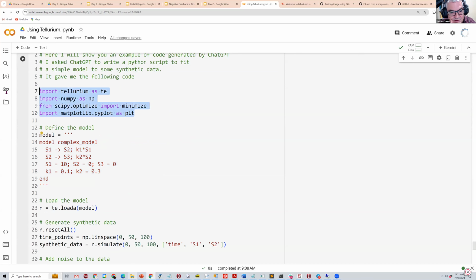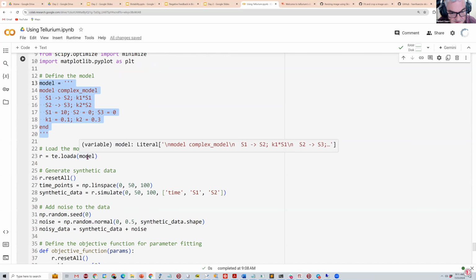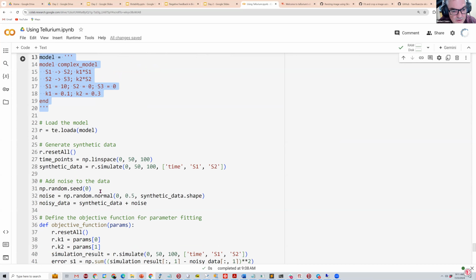So it imports everything. It's importing SciPy optimize, which is what it's doing the fitting with. It created the model. I didn't give it the model. I just vaguely told it what model I wanted. It created the Antimony model. It did all this. It even generated all the synthetic data. Not only that, it added noise to the synthetic data to make it realistic.